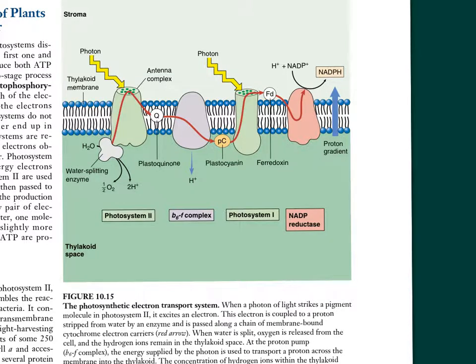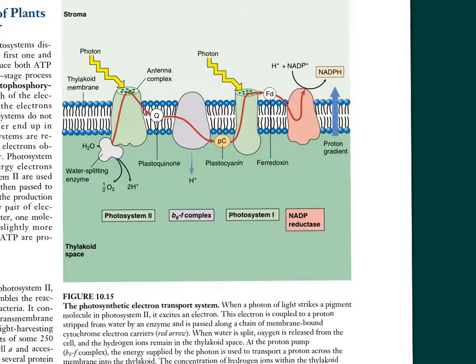Where did what? Stroma. I can't hear you. Stroma. Where does the stroma come into play? That's where the Calvin cycle happens. It's a space filled with fluid in the chloroplast.